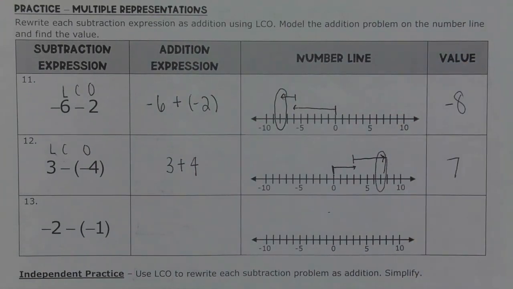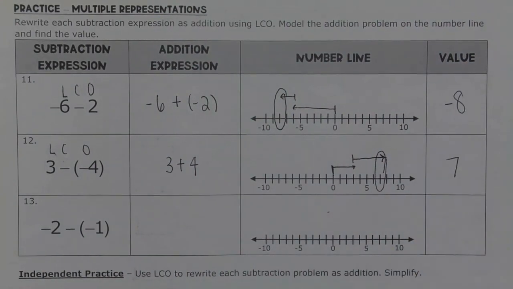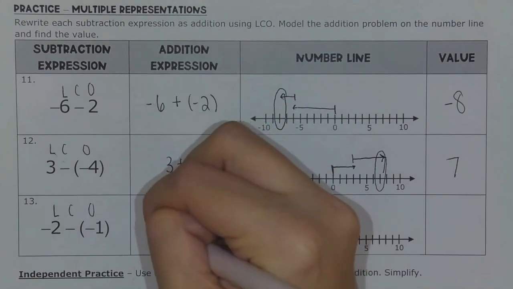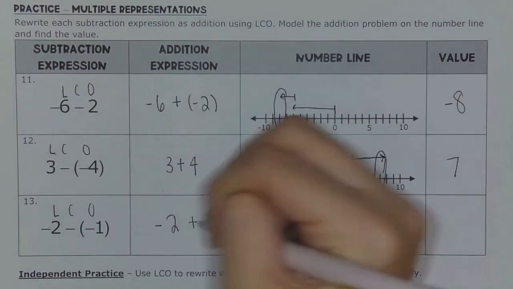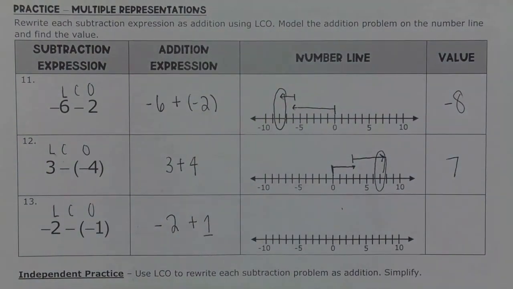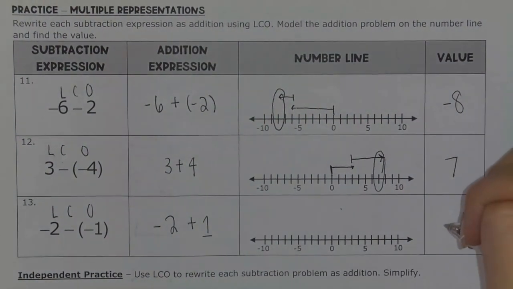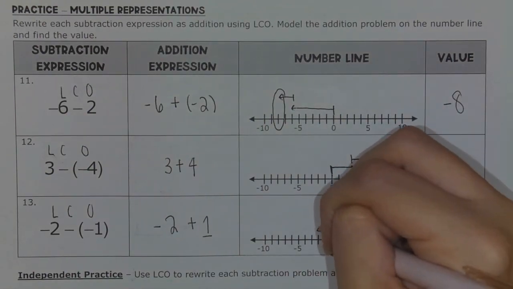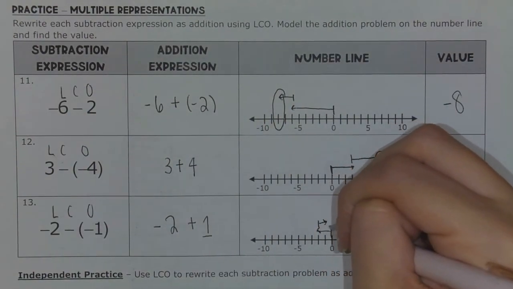There we go. All right, last but not least, I have -2 minus -1, negatives and subtractions all over the place. So let's fix it with LCO. I have -2 plus the opposite of -1, which is +1. Different signs. So I subtract and keep the sign with the most for a value of -1. So I'm going to start and go to the left 2 spaces and the right 1 space.